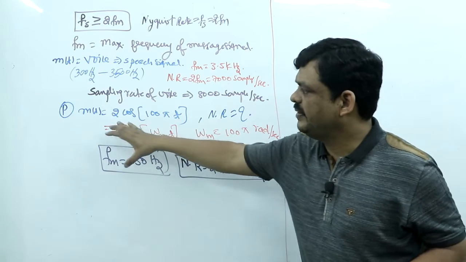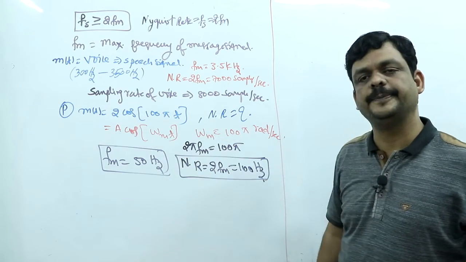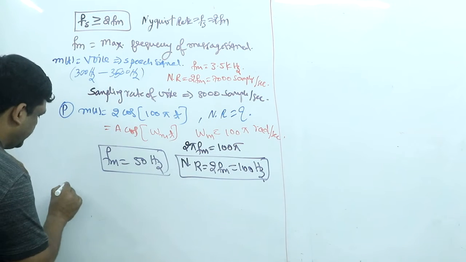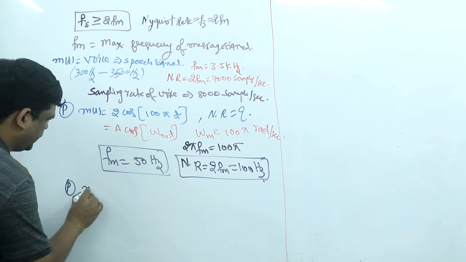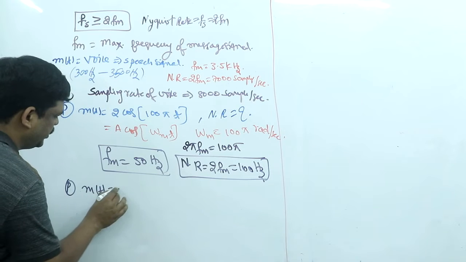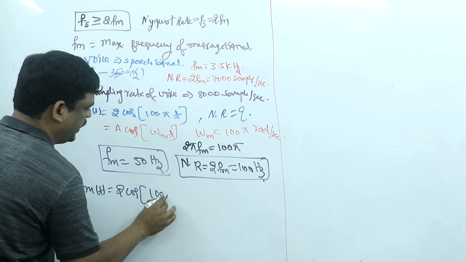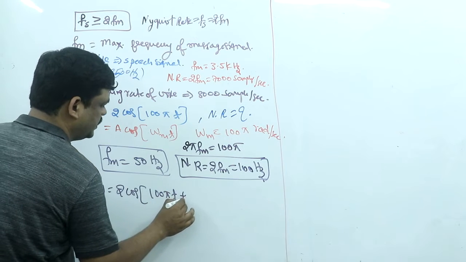So one signal is given, 2 cos 100 pi t, and now I am taking one more signal. Let us write m of t is 2 cos of 100 pi t plus pi by 4.